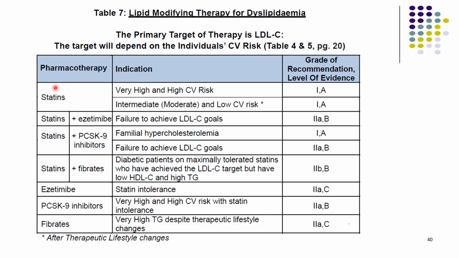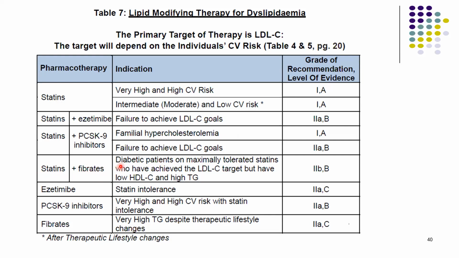Or if we already use the maximum tolerated dose of statin and still high, then we combine with ezetimibe. Or we can combine with the new drug, PCSK9 inhibitor. For what? For the patient with familial hypercholesterolemia, or when the patient fails to achieve LDL target. And the last resort, we can also combine statin with fibrate. Although it is not recommended, we still can combine.